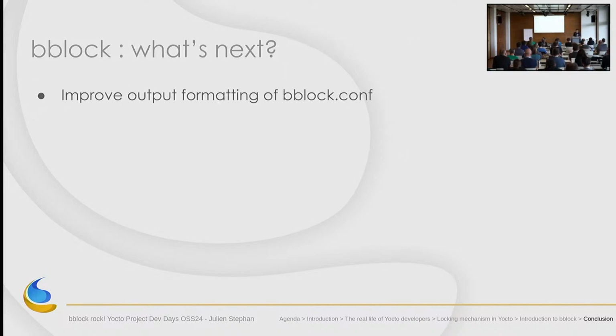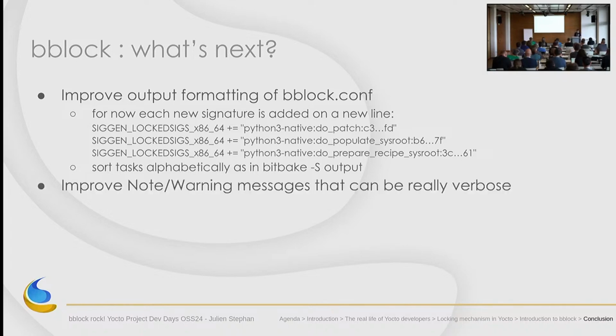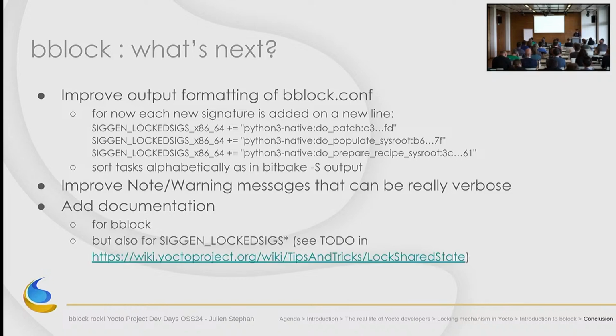So what's next? I would like to improve the output formatting of bblock.conf. Right now, each new signature is added on a new line, like this. So when you lock a full recipe or several recipes, it is really verbose. I would like to sort tasks alphabetically as in the bblock -S output. I really want to improve the note and warning messages, which can be really verbose if you lock several recipes. And add documentation for bblock, but also for these variables.